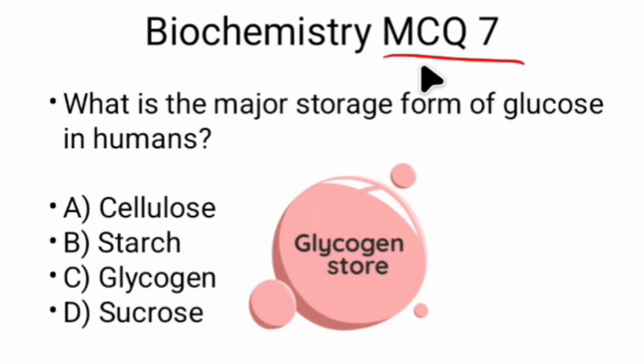Question number 7. What is the major store form of glucose in humans? The correct option is C. Glycogen is a store form of glucose.